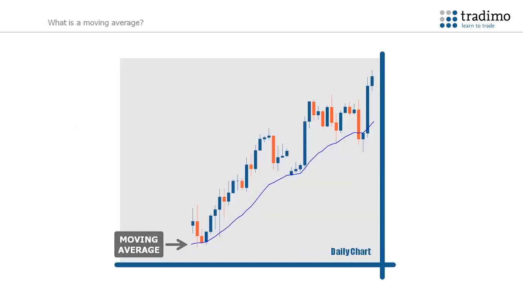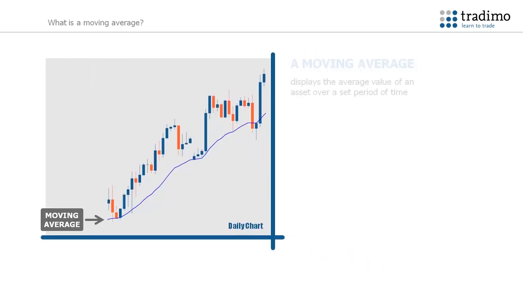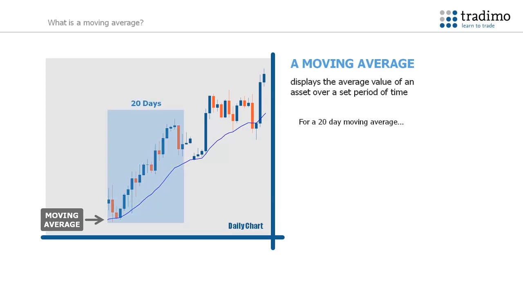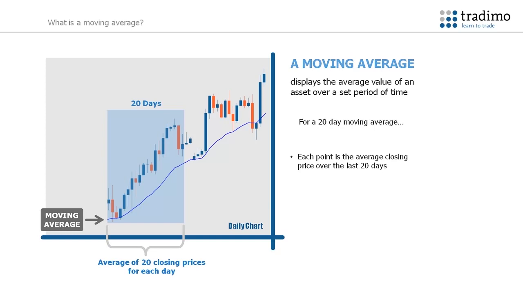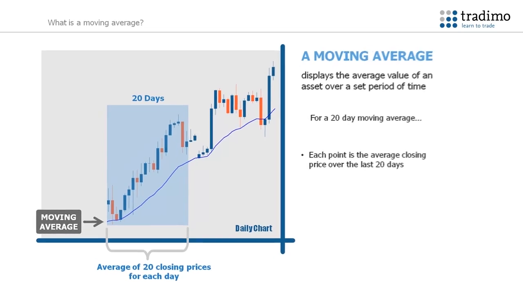Let's start by defining what a moving average is. A moving average displays the average value of an asset over a set period of time. So, for a 20-day moving average, the last 20 closing prices for each day are taken and added together, then divided by 20, giving the average closing price over the last 20 days. This price is then plotted on the chart.